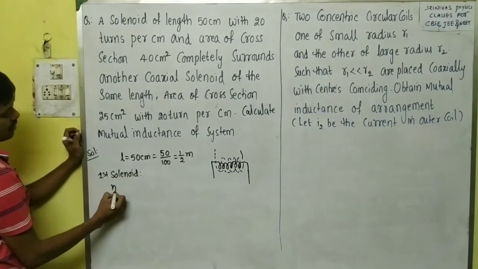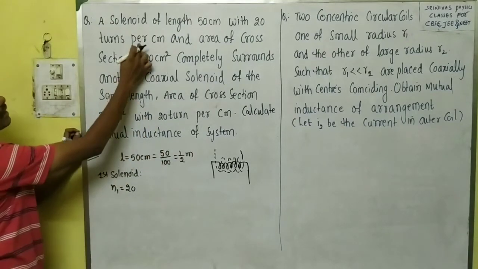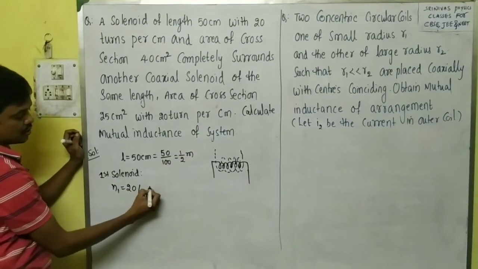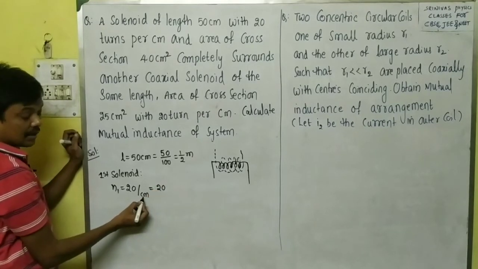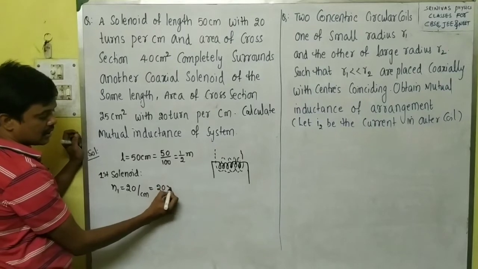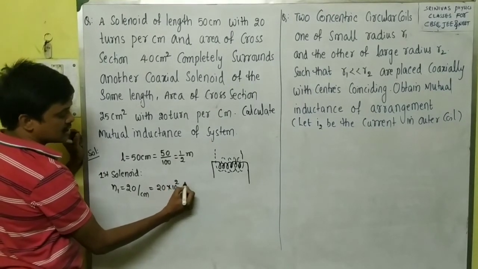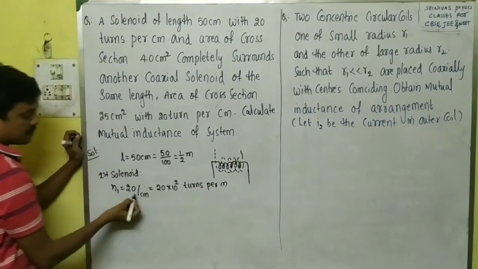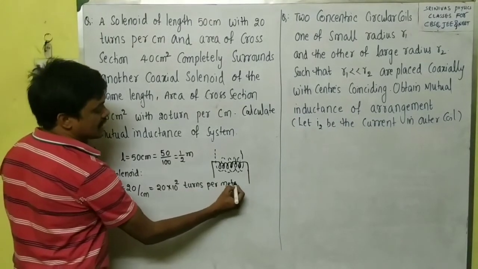We can take the number of turns per unit length. They gave us 20 turns per centimeter. We convert into per meter: per centimeter converted into meter is 10 power minus 2, which comes to the numerator. So it is 20 into 10 power 2 turns per meter. Here they gave turns per centimeter, and when you convert, it changes like this.